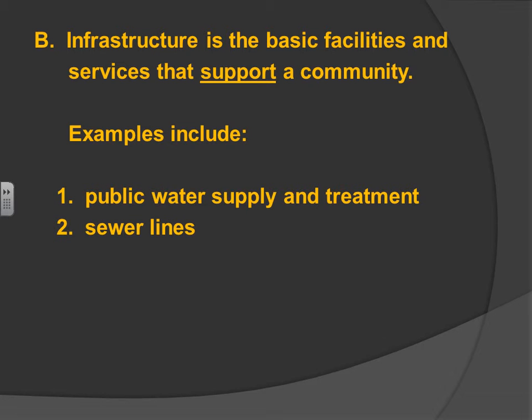Number 2, sewer lines. The fact that our wastes can be taken away and that we're not having to do something about it is very helpful. It also helps to reduce disease. Number 3, roads. I don't think people in the United States who've always had roads as long as they can remember can really appreciate what it means to live in a place where that's not available. Number 4, utilities.